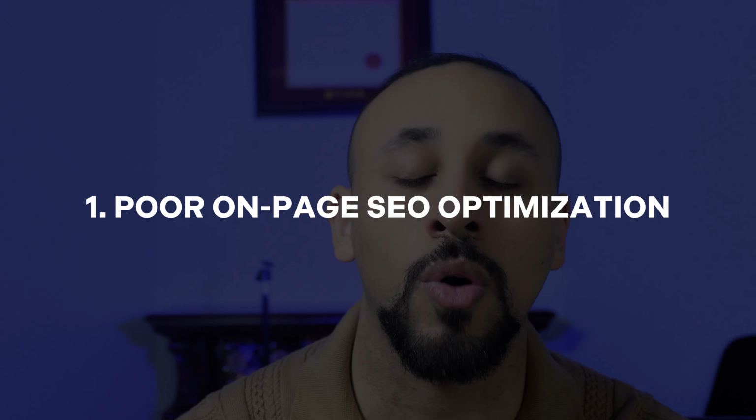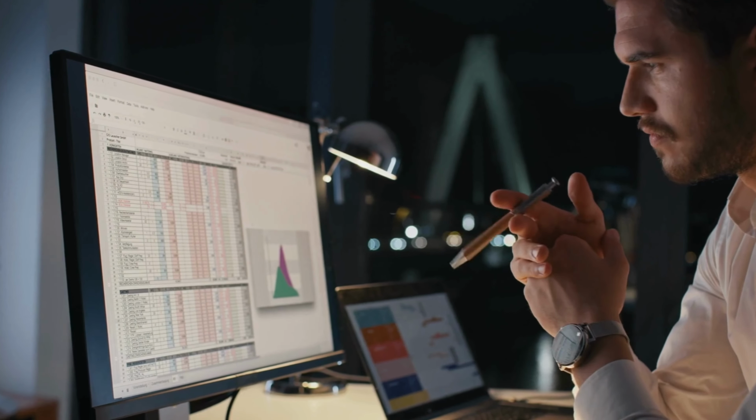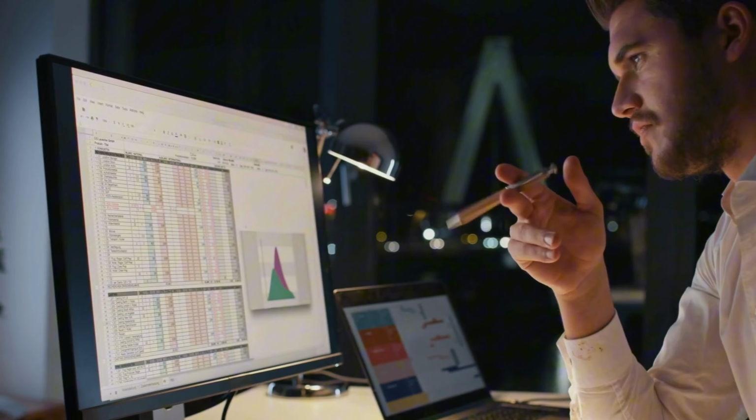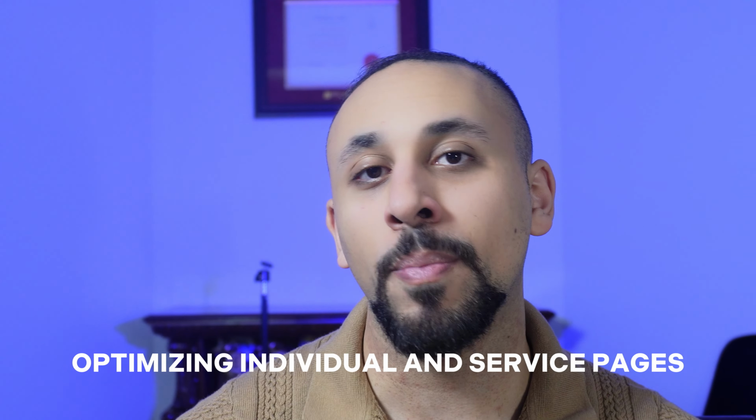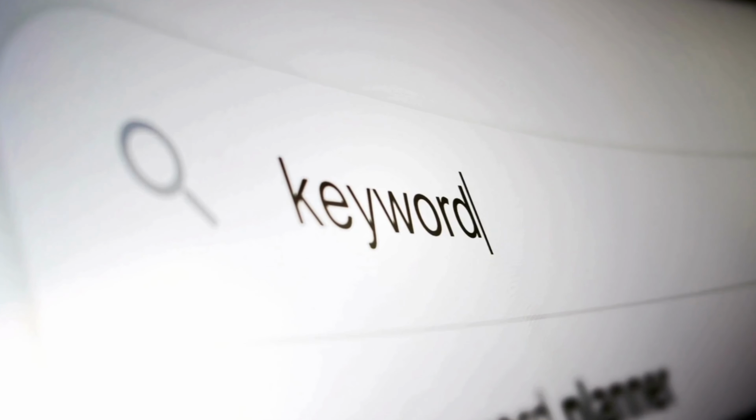So what are those three mistakes that we can run into when running an SEO campaign? The first mistake is poor on-page SEO optimization. On-page SEO is pretty much the fundamental thing that you want to fix right away when you are starting your SEO campaign. This process involves optimizing your individual web pages and your service pages so that you've included the keyword in certain sections of your pages in order for that page to rank.